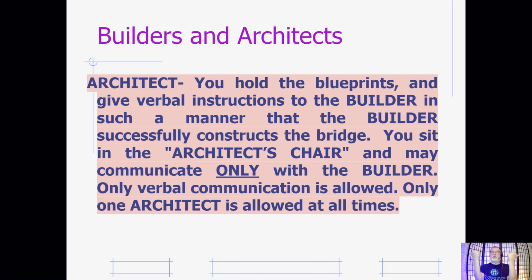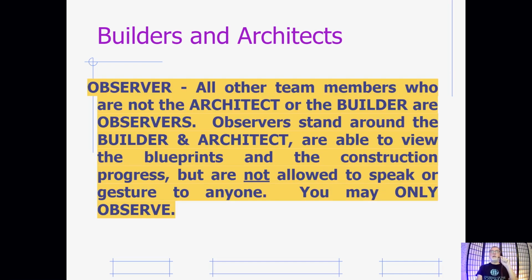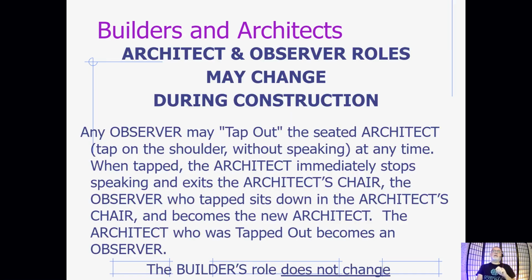builder. The builder and the architect never see each other, and they never see each other's work. That's important. The architect communicates directly with the builder, and the builder communicates directly with the architect. Everyone else are observers, and they stand around outside observing both the builder and the builder's work, and the architect's blueprints. Make sense? Now here's the thing.